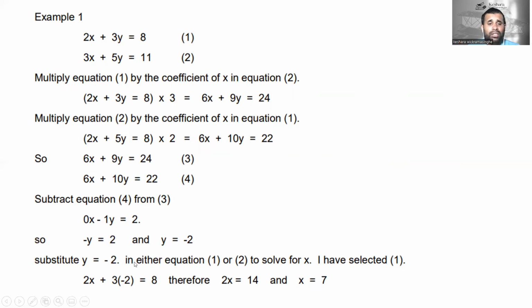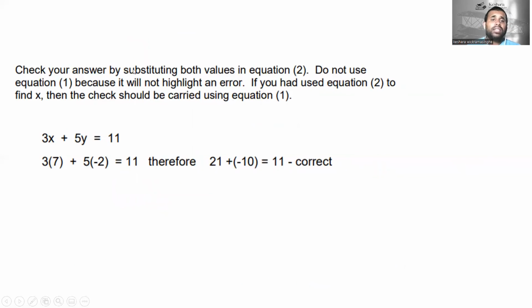Substitute y equal minus 2 in either equation 1 or 2 to solve for x. I have selected number 1. So if we substitute minus 2 for y, 2x plus 3 into minus 2 equal to 8. Therefore 2x equal 14 and x equals 7.